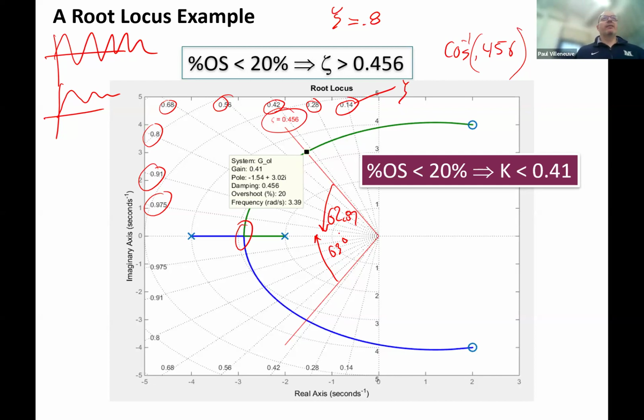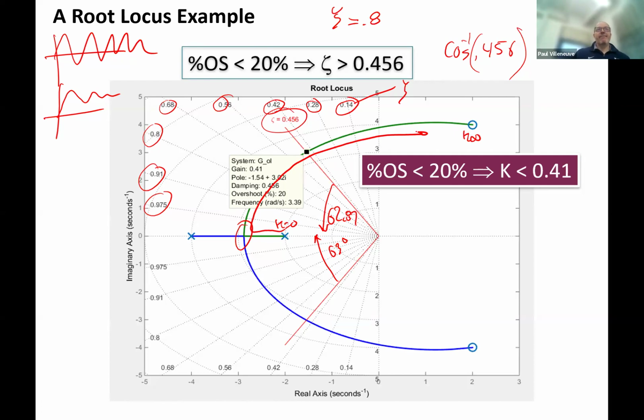Remember our mantra. Start at a, and end at a, and K goes from 0 to infinity. So at K equals 0, I'm over here. At K equals infinity, I go over here. So as I increase K, it better be going in that direction, right? So that's why K had better be less than 0.41, not greater than 0.41, because greater means I'm getting closer and closer to those zeros.